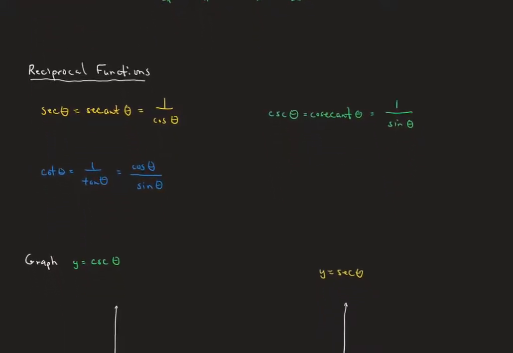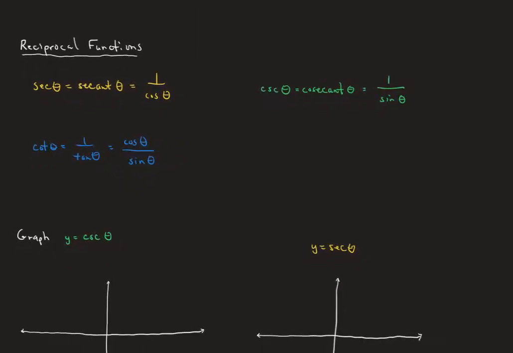Now we have some new trig functions that we want to define here. So we call the secant of theta, which we abbreviate as sec theta, the reciprocal of cosine theta. It's 1 over cosine theta. And the cosecant, which we abbreviate CSC, is given as the reciprocal of sine. So it's 1 over the sine of theta.